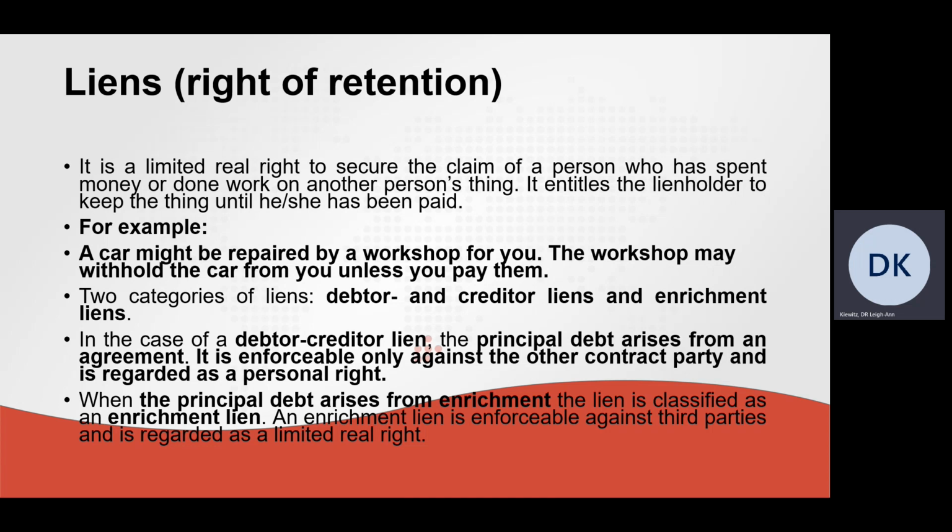There are two categories of liens, namely the debtor and creditor lien and enrichment liens. In the case of a debtor-creditor lien, the principal debt arises from an agreement. It is enforceable only against the other contract party and is regarded as a personal right. When the principal debt arises from enrichment, the lien is classified as an enrichment lien. An enrichment lien is enforceable against third parties and is regarded as a limited real right.